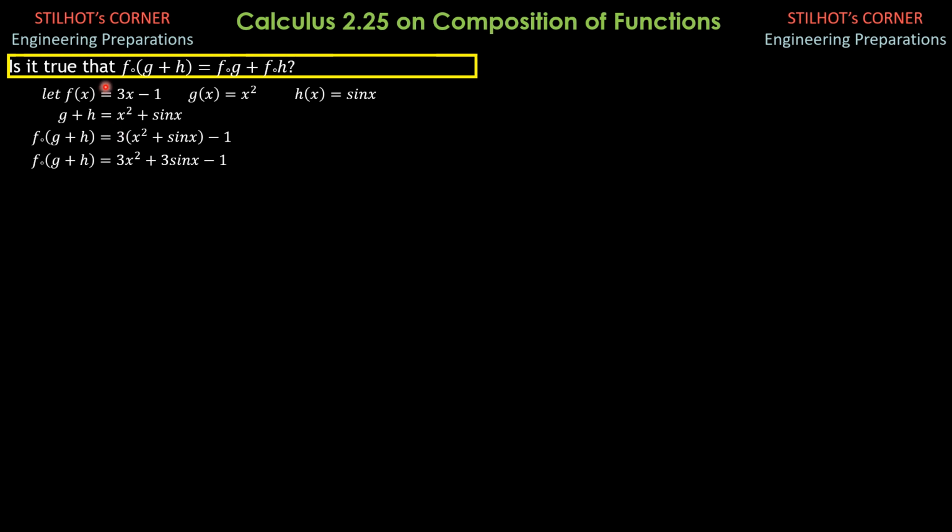While f of g is equal to 3 times x squared minus 1, and f of h is 3 times sine x minus 1. So f of g plus f of h is equal to 3x squared minus 1 plus 3 sine x minus 1. And f of g plus f of h is 3x squared plus 3 sine x minus 2, which is not equal to f of g plus h, which is 3x squared plus 3 sine x minus 1.